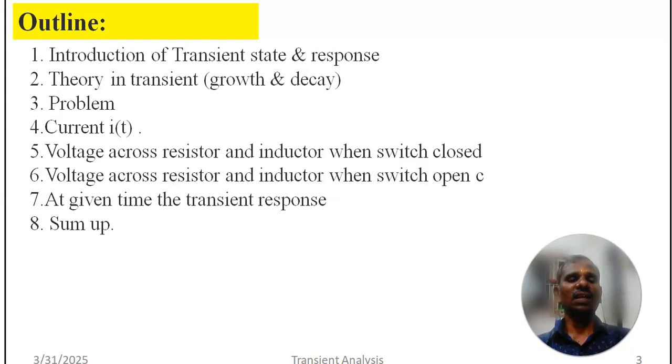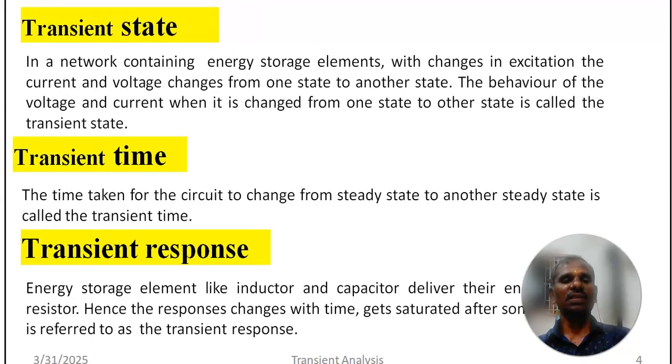We are going to find the current, and we are going to find the voltage across inductor and resistor when the switch is closed, and we are going to again see the voltage across resistor and inductor when the switch is opened. At the given time, what will be the transient response? Then sum up. This is my outline of my presentation.